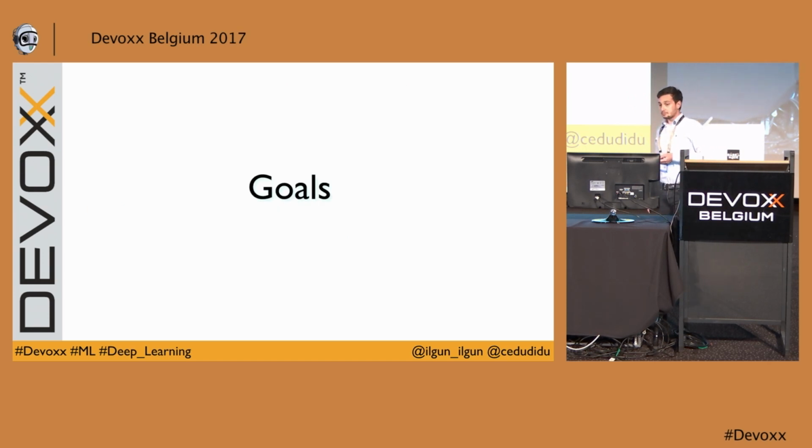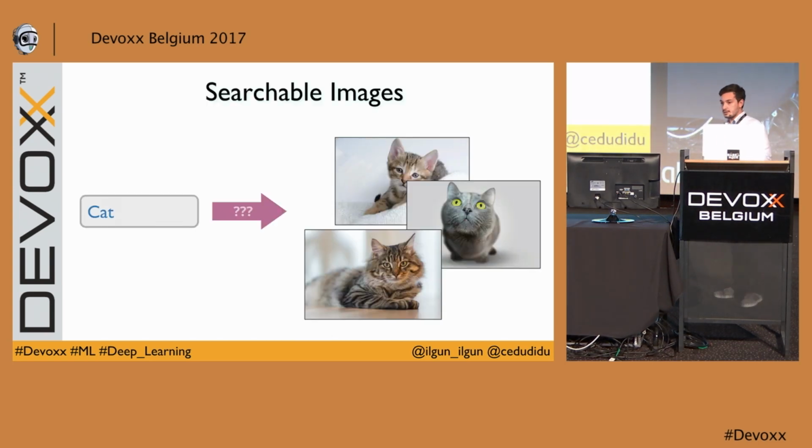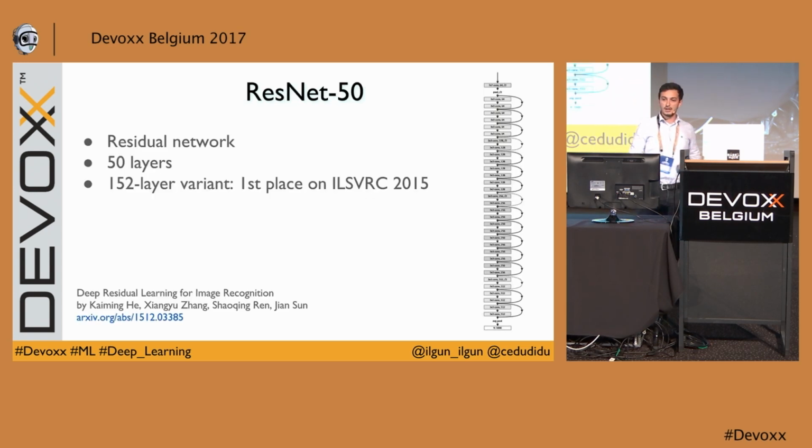So our goals: we actually had three goals that we used machine learning for. First one is searchable images. In this example, as you see, we like cats. Well, I guess everyone does. Anyhow, when the user types cat, it will go and fetch the cats in the particular database or data source. And this is solved by deep learning.